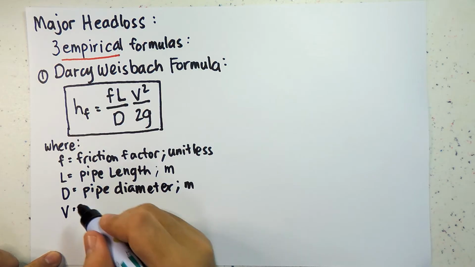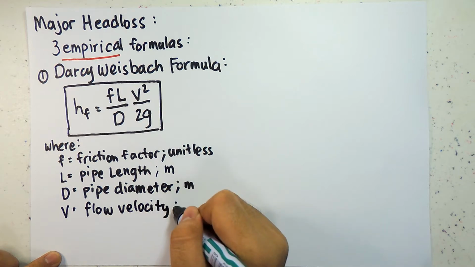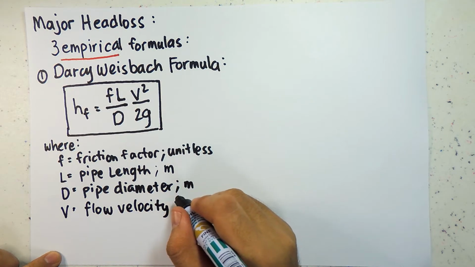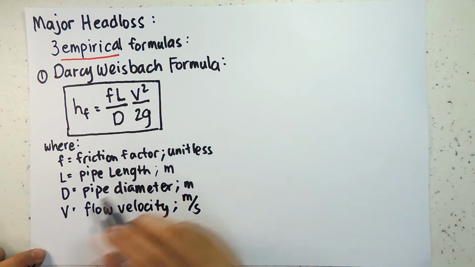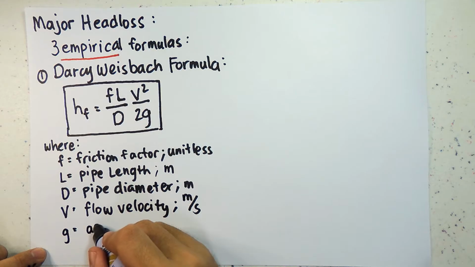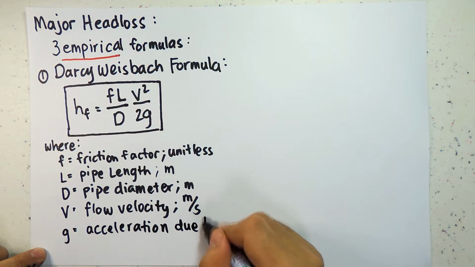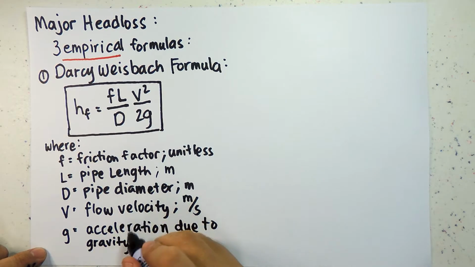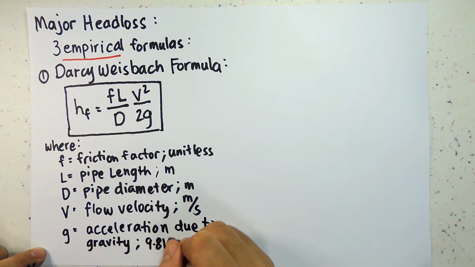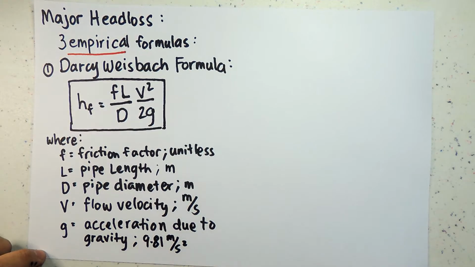So yung L is the pipe length, so it's in terms of meters or feet. D is pipe diameter, so that is in meters or feet. So ang tinutukoy natin ditong diameter ng pipe ay yung inside diameter, and yung nominal diameter naman talaga ng pipe is always the inside diameter. So V is the average velocity or flow velocity in meters per second or feet per second. Then G is the acceleration due to gravity, so that's 9.81 meters per second square for SI, and for English that is 32.2 feet per second square.